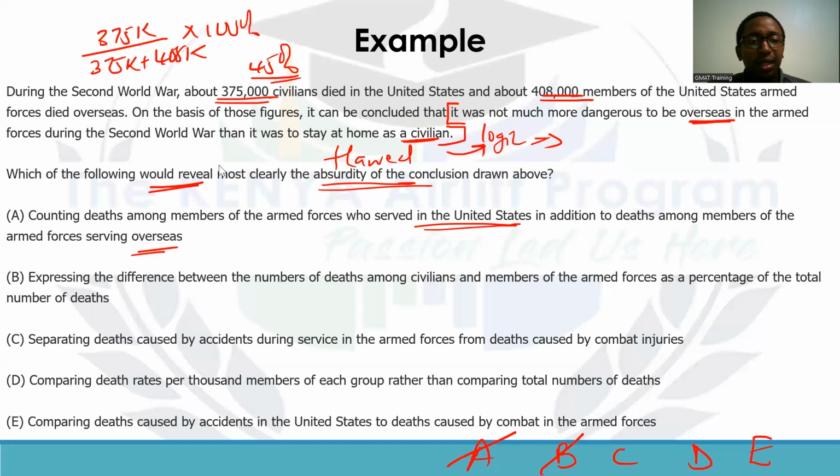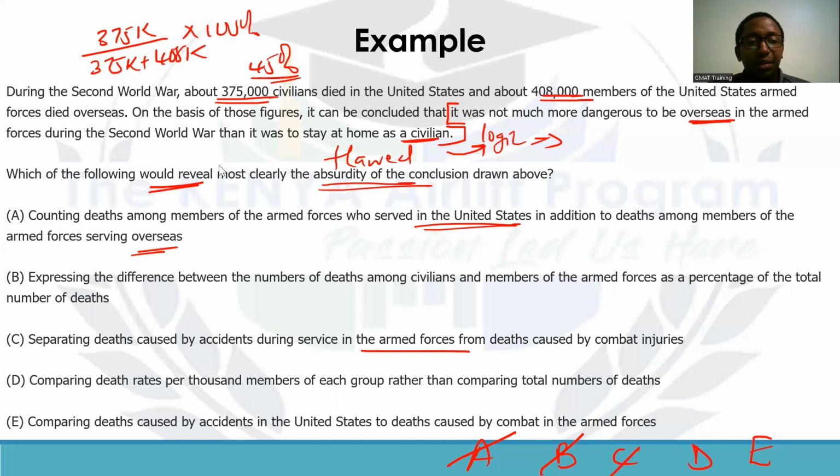C, separating deaths caused by accidents during service in the armed forces from deaths caused by combat injuries. Again, we are comparing deaths of United States Armed Forces members who are overseas versus civilians at home. So knowing the causes of the deaths of the armed forces members won't really help in proving the flaw of the conclusion.